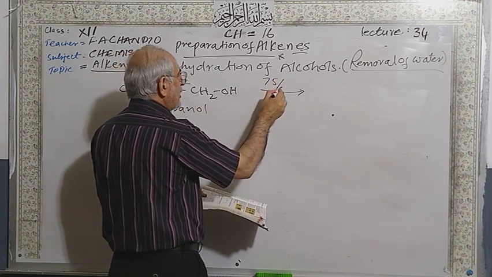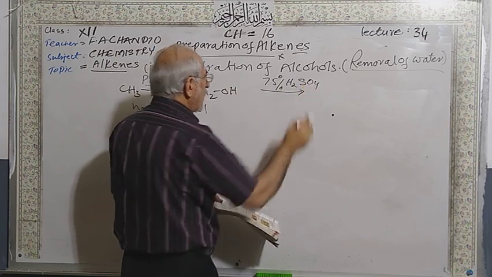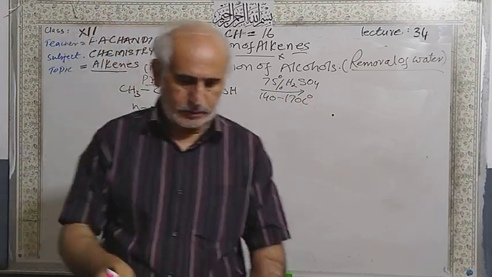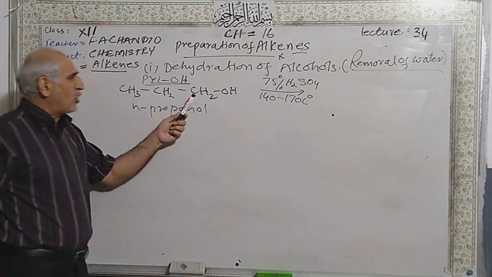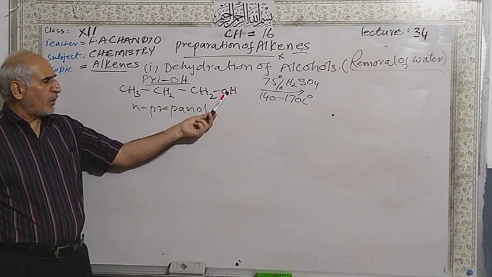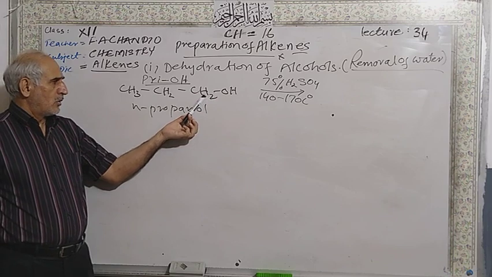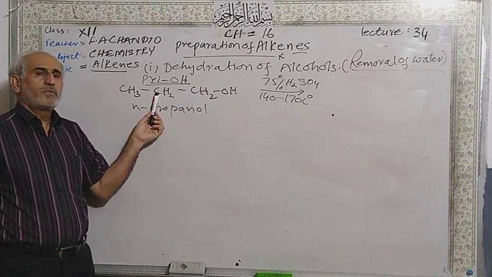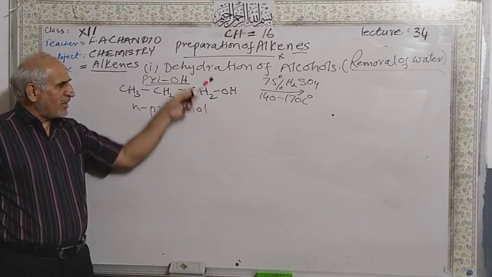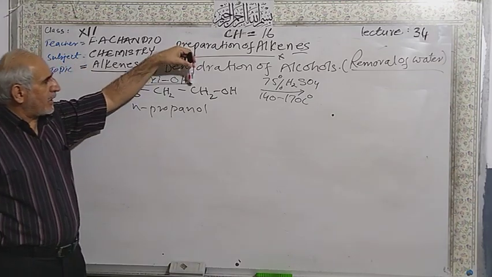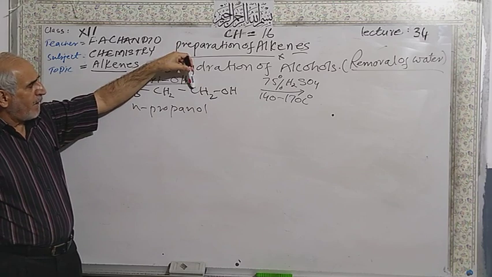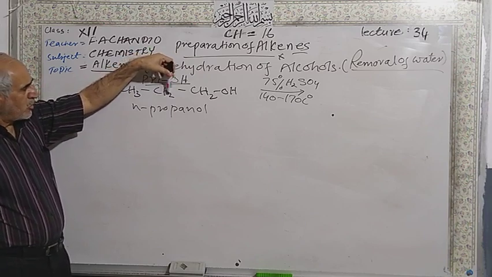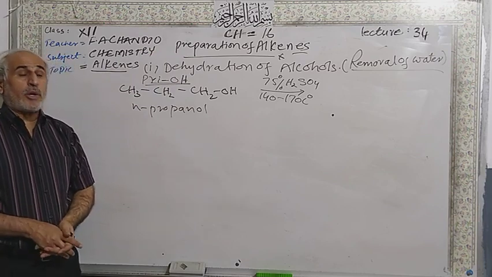So 75% concentration of sulfuric acid and 140 to 170 degrees Celsius. Why is it called a primary alcohol? Because the OH group is attached to the CH2. Two hydrogens are here, and this carbon bearing the functional group is attached to only one other carbon. So this OH is at carbon number 1, and there are two hydrogen atoms. That's why we write n-propanol or 1-propanol.